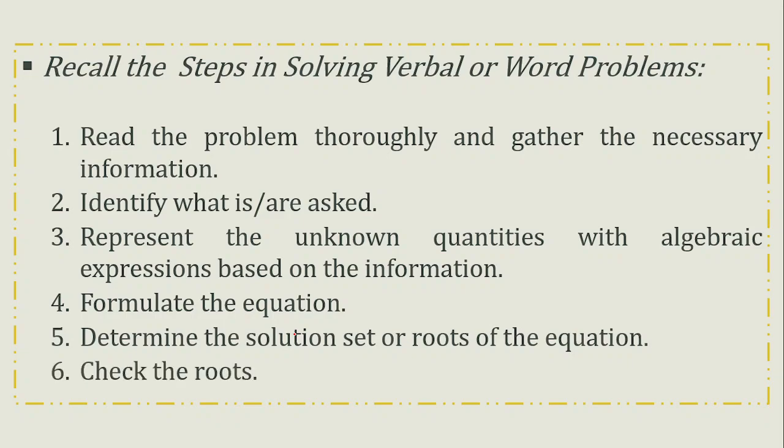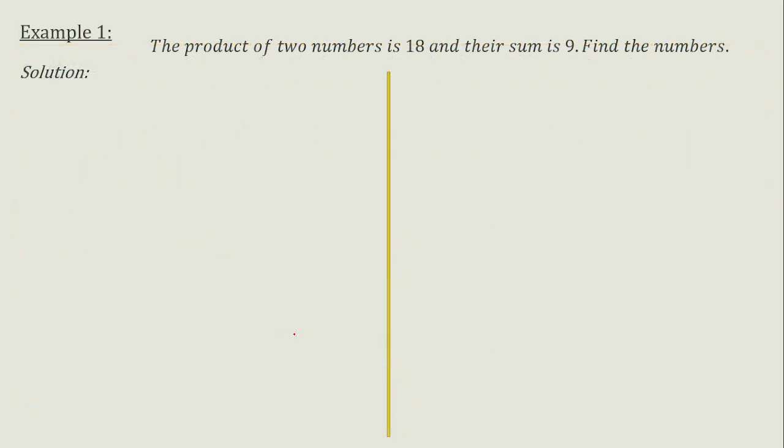So, we are now going to apply these steps in solving verbal or word problems, because it is easier to understand when applied in solving. So, let's try example number 1. For example 1, here is the problem. The product of two numbers is 18 and their sum is 9. Find the numbers. Again, the product of two numbers is 18 and their sum is 9. Find the numbers. So solution, here is the representation. Let x be one number and let 9 minus x be the other number.